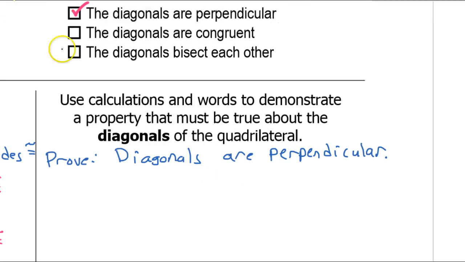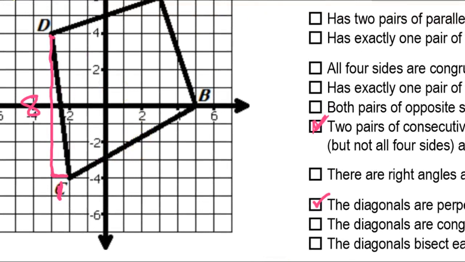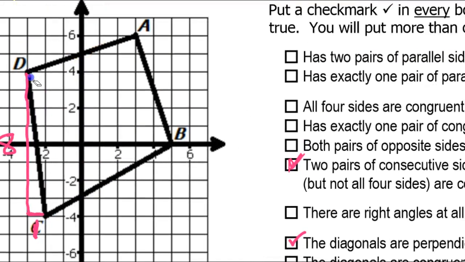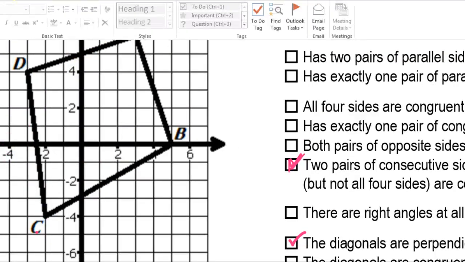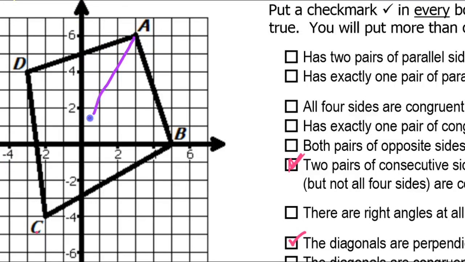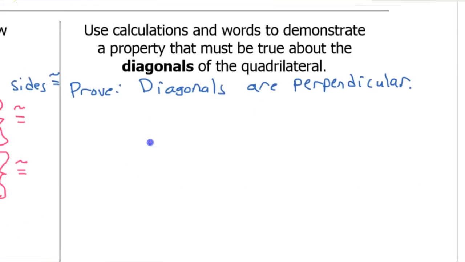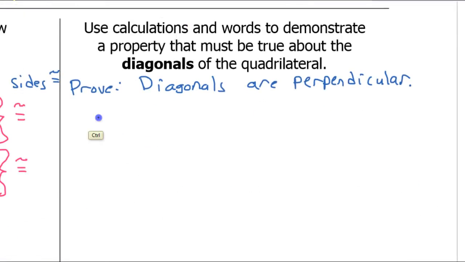Okay, so what are the diagonals? Let me just erase this a little bit. Okay, so here is one diagonal. One diagonal is AC, and here's the other diagonal. The other diagonal is DB. So AC and DB. So we need to find slope AC. Okay, let's find slope AC, and let's find slope DB.